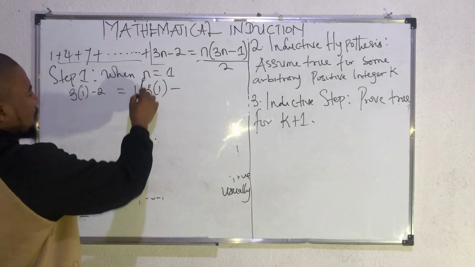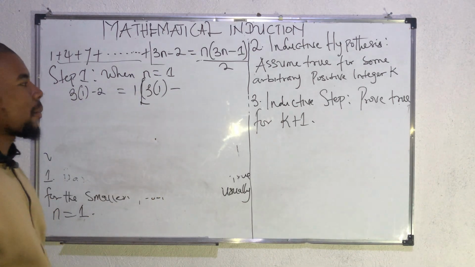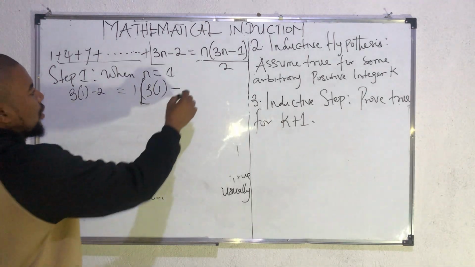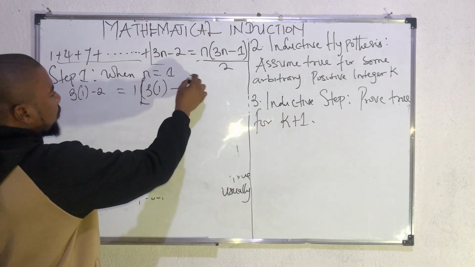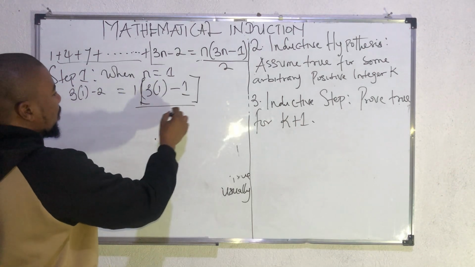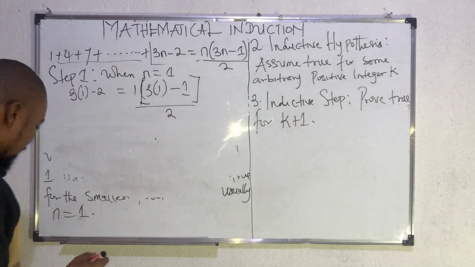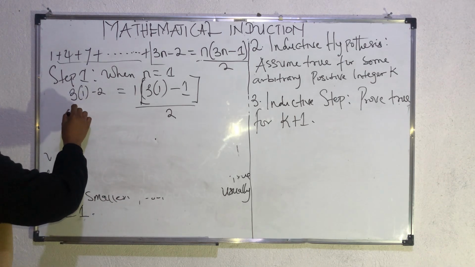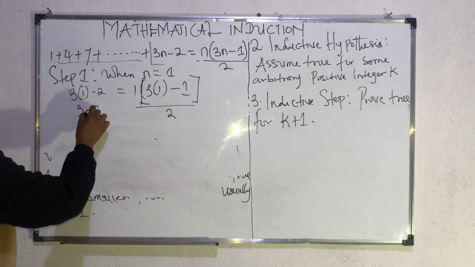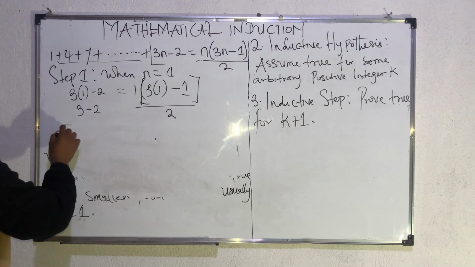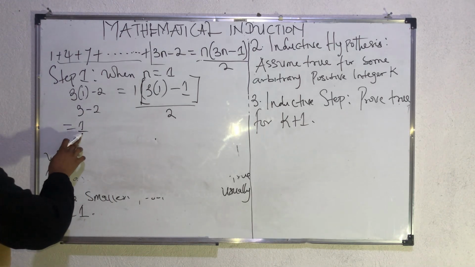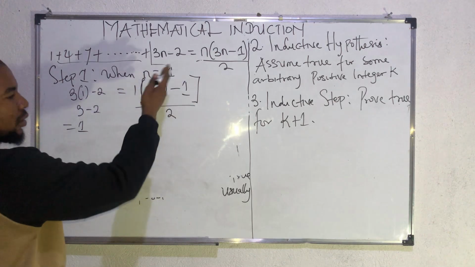Minus, let me use a square bracket in this case because there is a bracket inside already, minus 1, all over 2. Let me simplify the left part. 3 multiplied by 1 gives us a 3, minus 2. This is equal to 1. So for the left-hand side, we're getting a 1. Let's simplify the right-hand part.